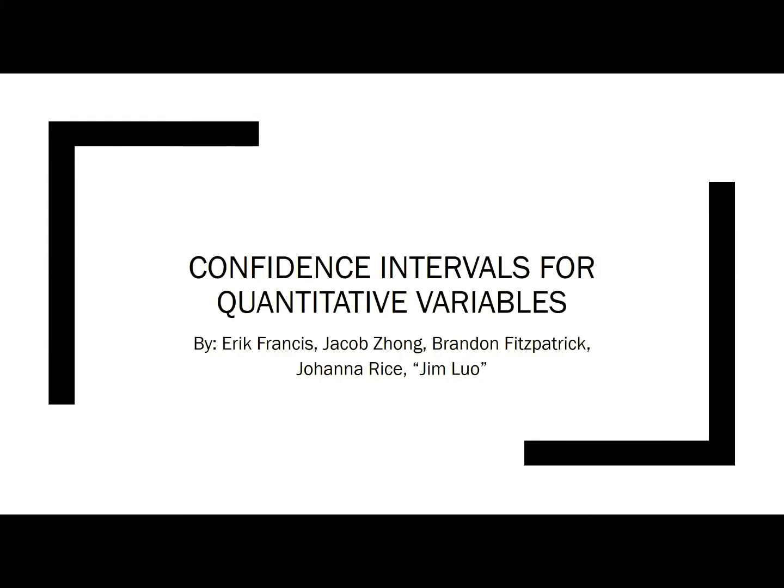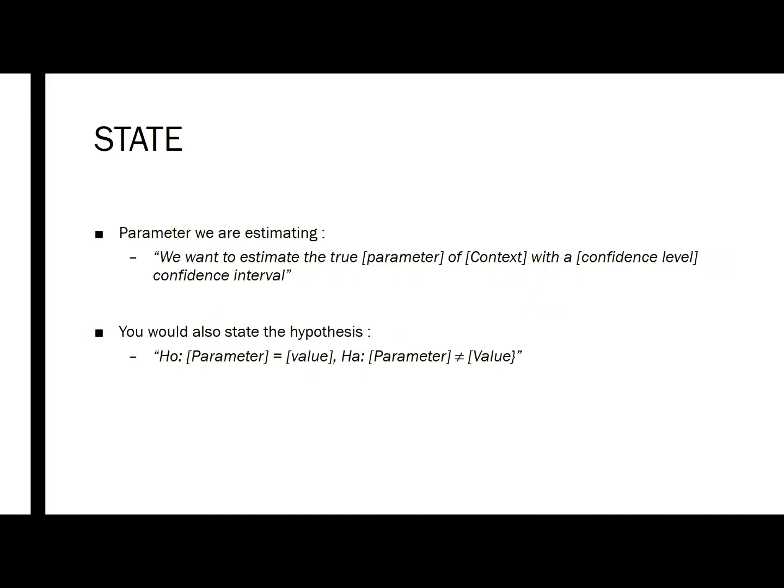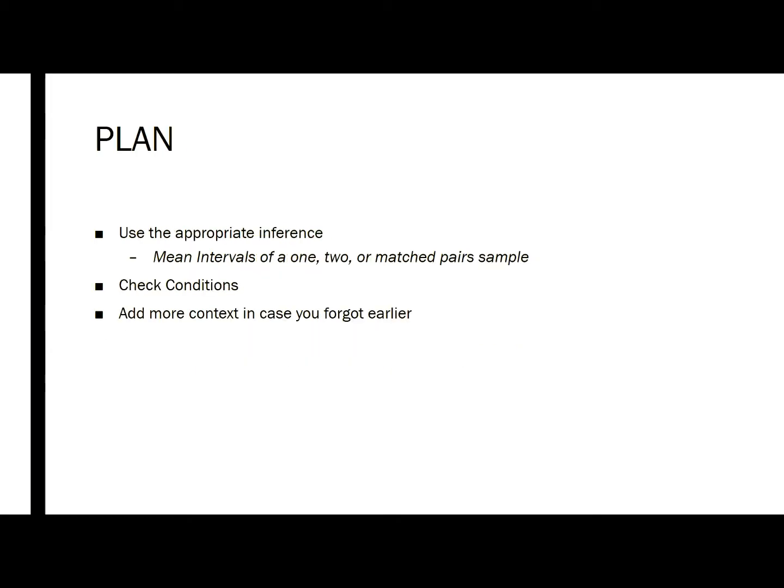Hi, in today's video we will be going over confidence intervals for quantitative variables, specifically the state, plan, do, and conclude portions. In the state section, there are two things you want to have, the first being the parameter we're estimating. For example, we want to estimate the true mean of pages we have to print in a class with a 95% confidence interval. Also, if you need to state a hypothesis, you would state them here.